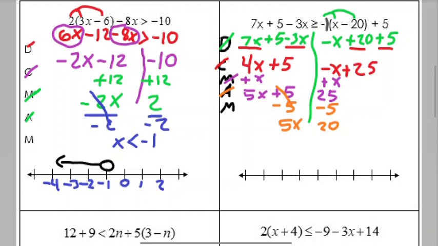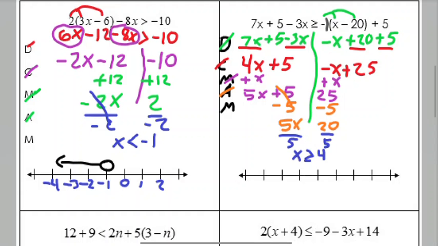So now my final step is multiply or divide. So I see I have 5x, and that means multiply. So the opposite of that would be divide. So I want to divide by 5. If I divide each side by 5, 5x divided by 5 will give me x. 20 divided by 5 will give me 4. And I divided it by a positive, so my sign stays the same as it was. So this will be x is greater than or equal to 4.